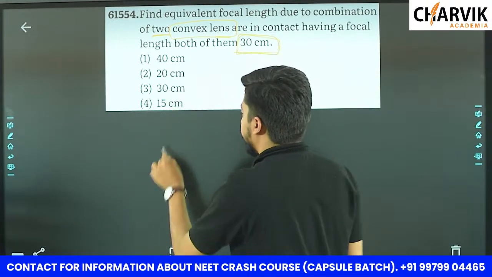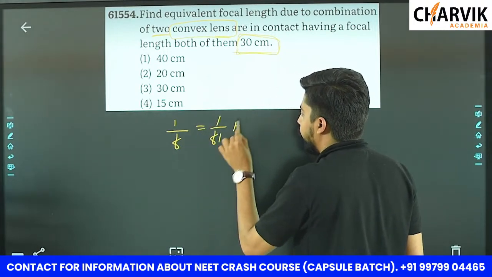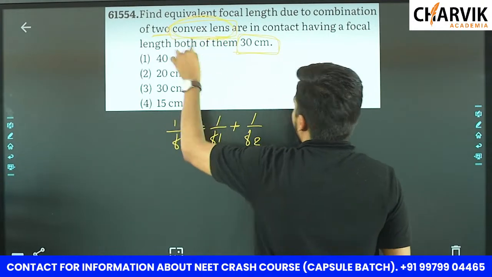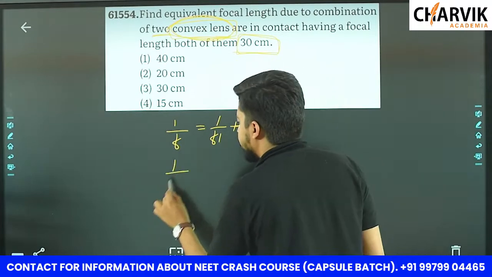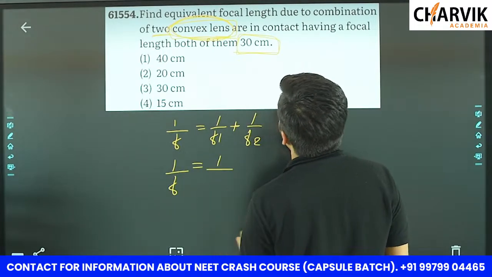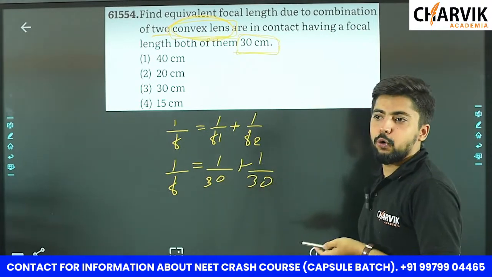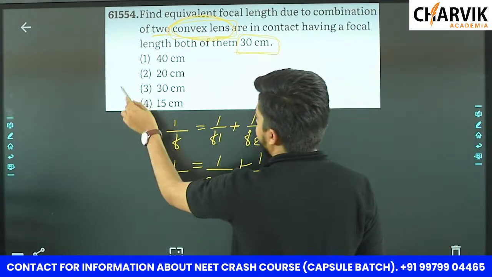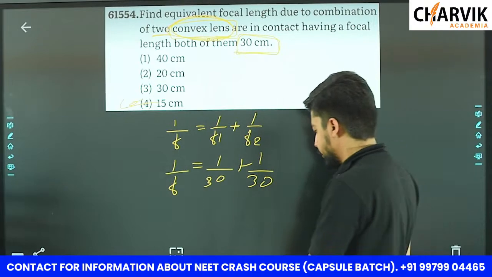So for the combination, you have the formula 1 upon f is equals to 1 upon f1 plus 1 upon f2. Because both are convex lenses, the focal length will be positive only. So you just need to place the values: 1 upon 30 plus 1 upon 30, which is 2 upon 30, that is 1 upon 15. By taking the reciprocal, you get the answer as 15 centimeter, which is given in the fourth option.